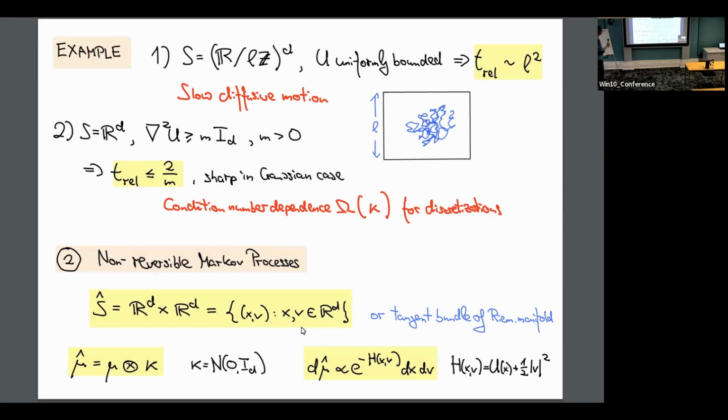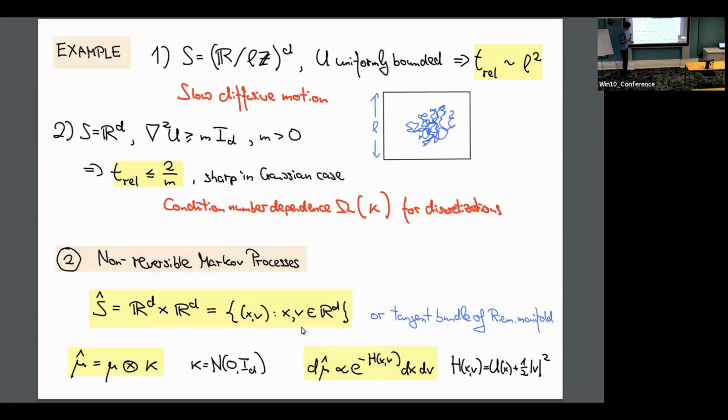And then the idea is to move to non-reversible Markov processes. And we have seen in the last, I don't know, 10, 20 years, a lot of advances going in this direction. And so the idea is you can now look at an extended state space. Well, you could also do it on the same state space, but it's somehow more practical to move to an extended state space where you have a position and velocity. So R^d times R^d, so both are in R^d. If you're on a manifold, this would be the tangent bundle of the Riemannian manifold.